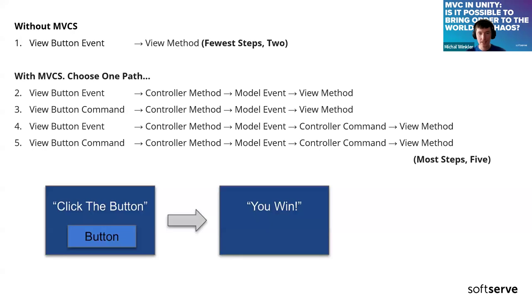Now, using an established architecture like MVCS, we see that it's going to take some more steps. This is because these concerns have been separated out. In the most verbose flavor, we'll see about five steps to handle that button click. That's the view button sending out a message, the controller handling it, updating the model, passing out a message, hey, I've been updated, and the view getting that information so that it can update the view itself. You'll also see in this list, I interchange whether an event is used or a command.